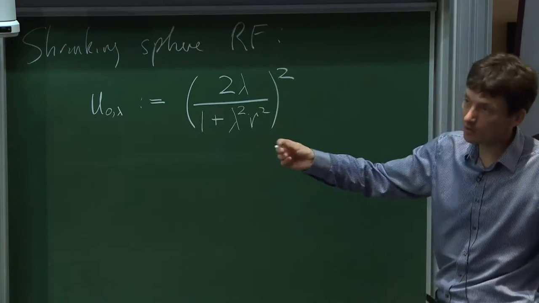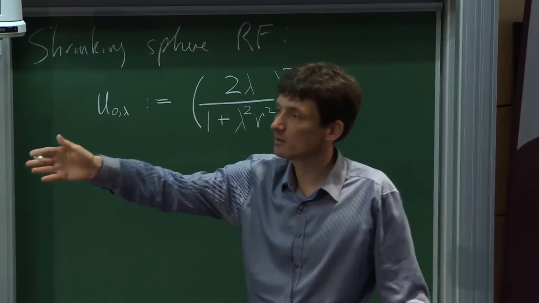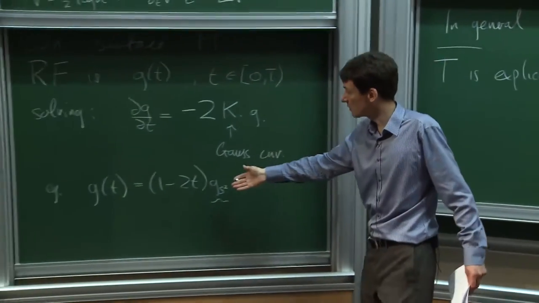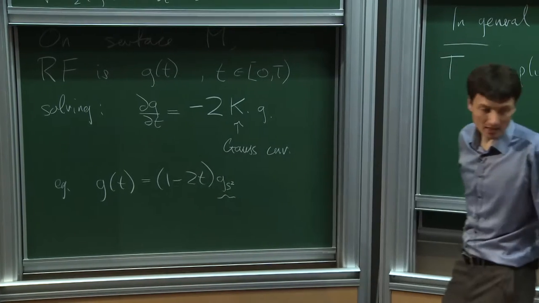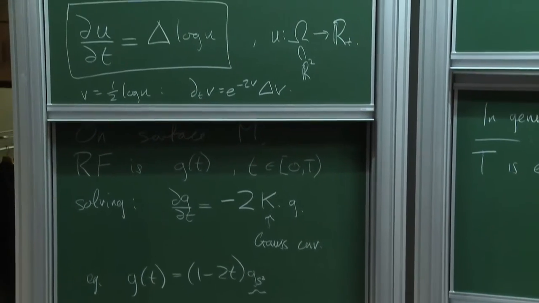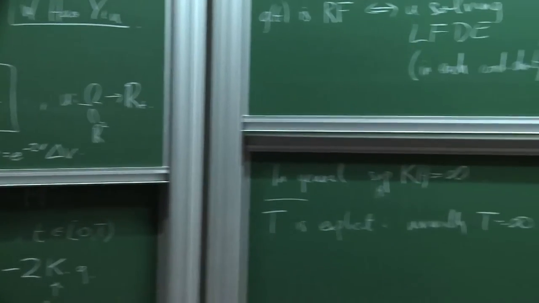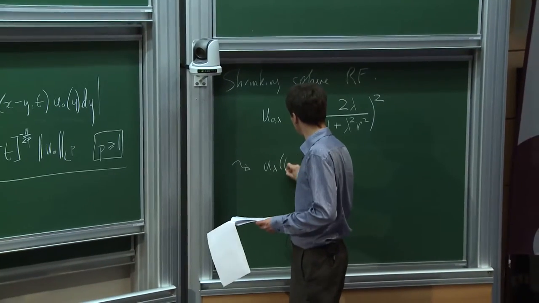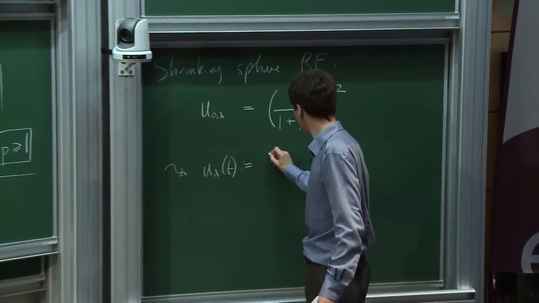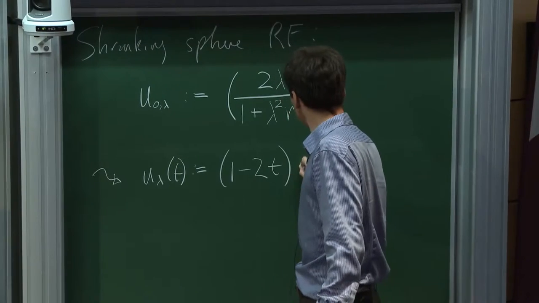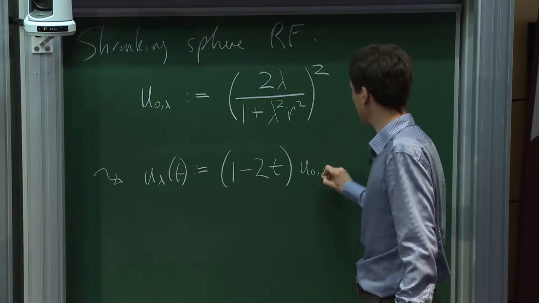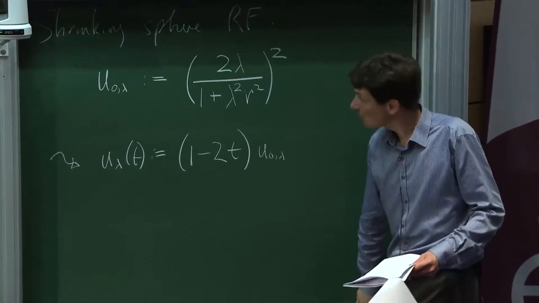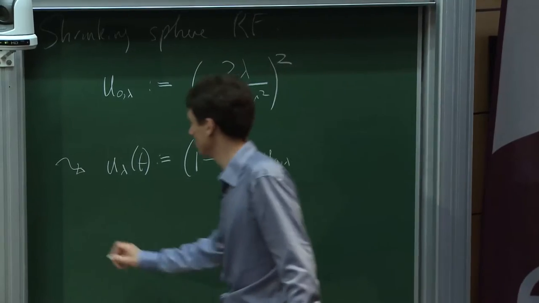Because it's totally obvious that this is a solution to the Ricci flow just by inspection, I immediately get a solution here without actually having to compute the Laplacian of log of it. It will just scale. So this gives you the solution u lambda t, that would just be 1 minus 2t u 0 lambda. Okay, so why am I telling you this? Well, of course, I want to take the limit as lambda goes to infinity.